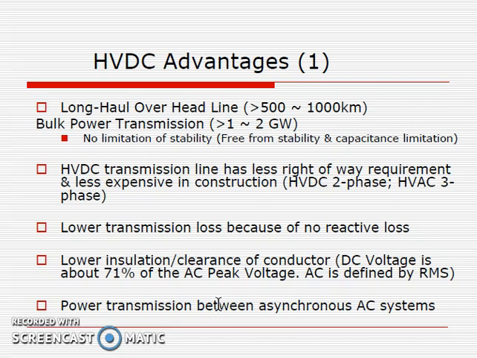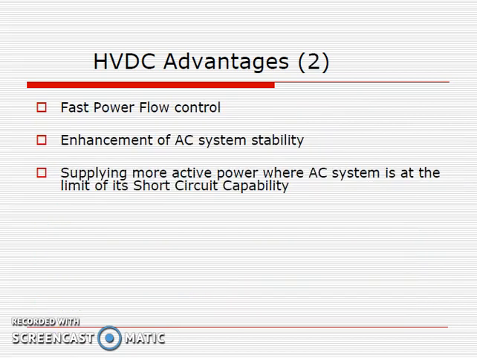So low transmission loss because no reactive loss, and lower insulation and clearance of the conductor. DC voltage is only about 70% of the AC peak voltage; AC is defined by the RMS. Power transmission between asynchronous systems, also fast power flow control, enhancement of AC system stability, supplying more active power where the AC system is at the limit of its short circuit capability.